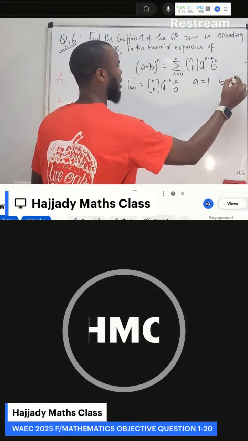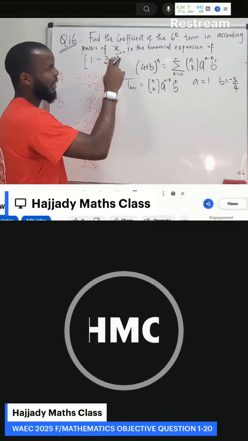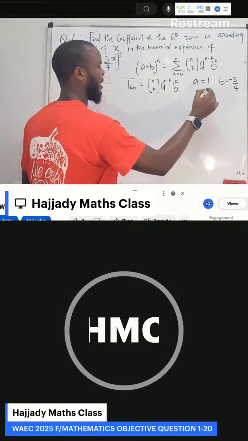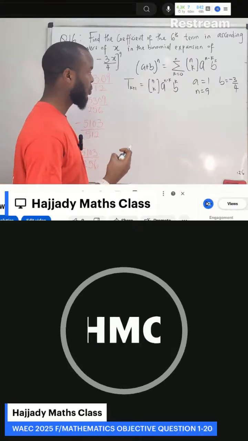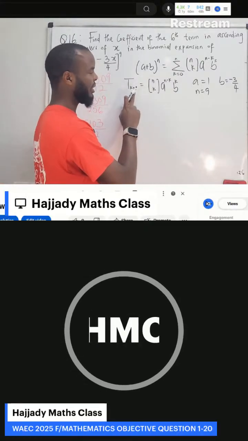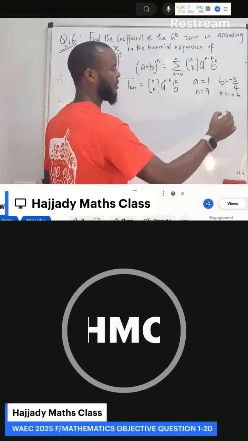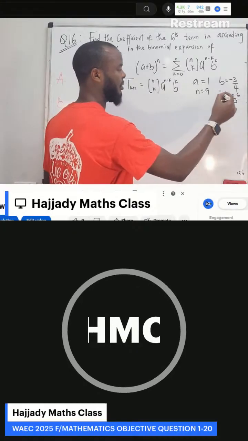b is going to be -3/4. And here, n is going to be 9. Don't forget, we are working with a sixth term. So that shows that here we are interested in T6. That is k plus 1 equals 6. Equivalently, my k is the same thing as 5.